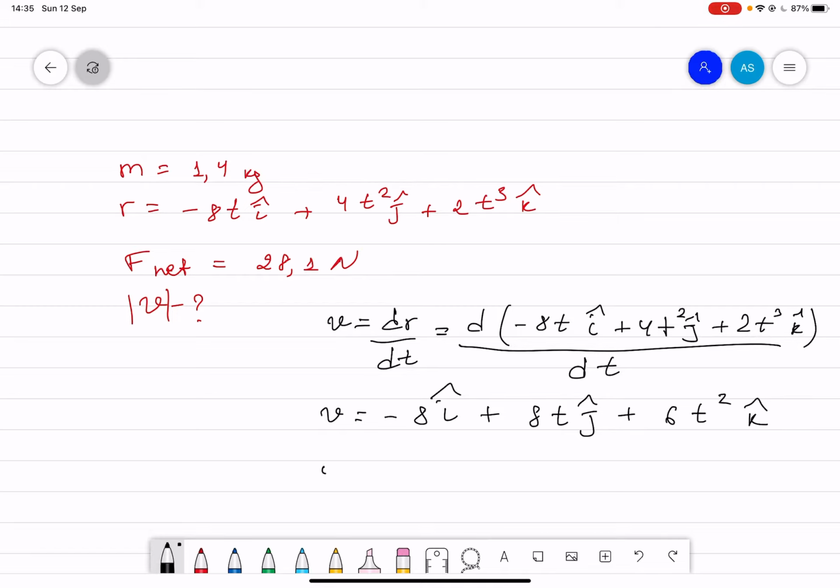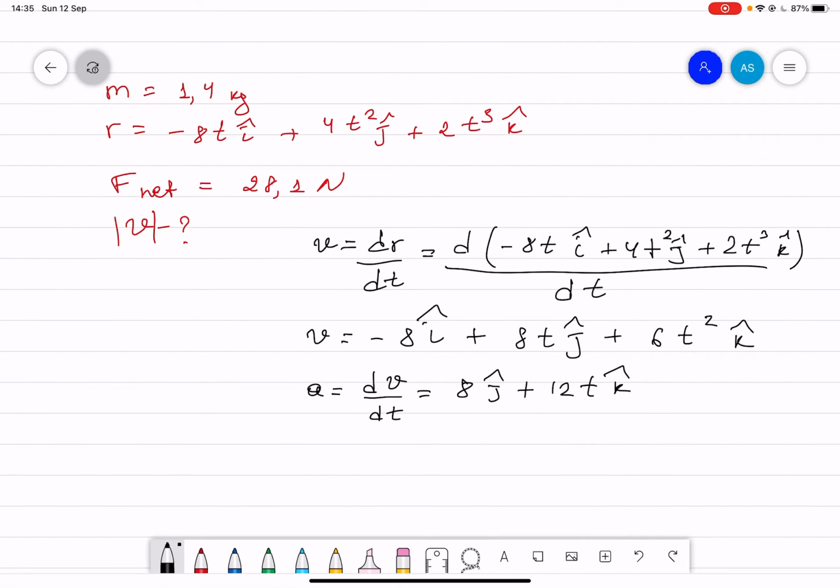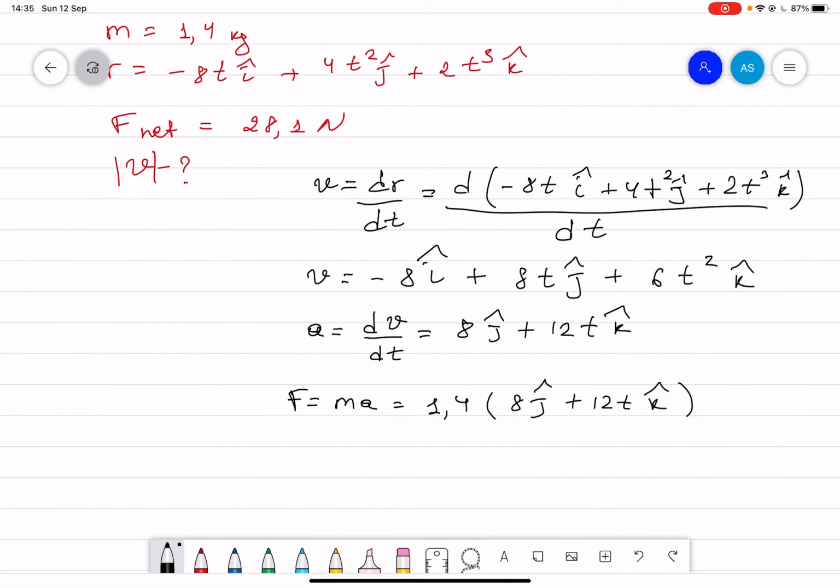The second step will be finding the acceleration, where a is dv/dt. So if you take the derivative with respect to time from the v, you should get 8 j vector plus 12t k vector. Okay, so far we have v and a. Now we know that F is equal to ma, where the mass is 1.4 multiplied by the 8 j vector plus 12t k vector. This becomes then 11.2 j vector plus 16.8t k vector.